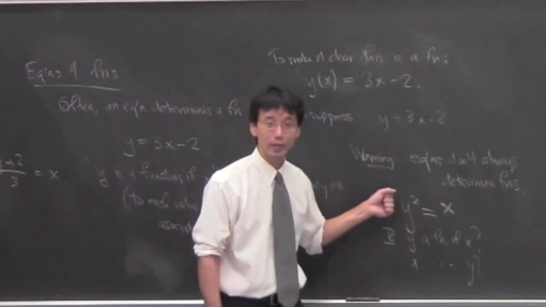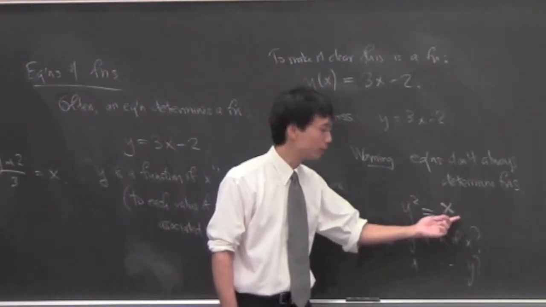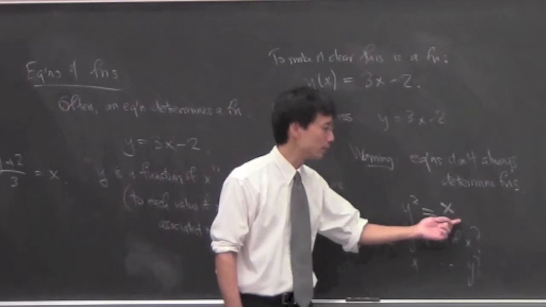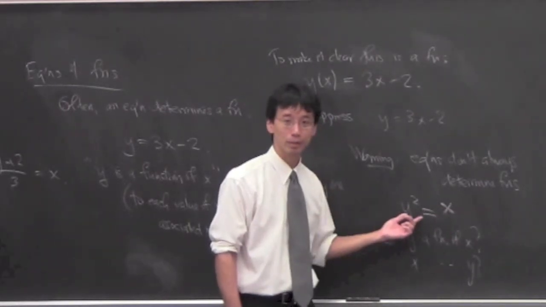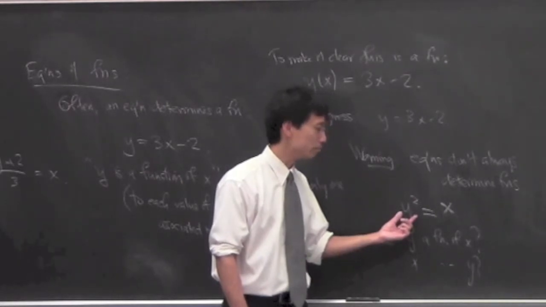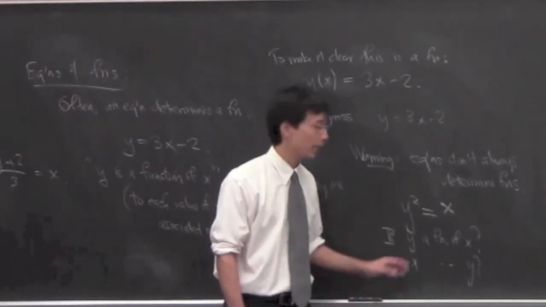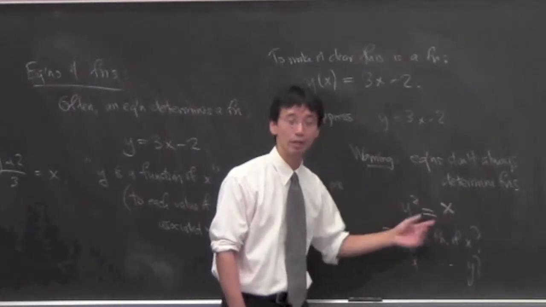Well, it's a matter of well-definedness, right? If you know what x is, you don't know what y is. Y could be one of two things. If you know what y is, on the other hand, you definitely know what x is. So x is a function of y, but y is not a function of x.